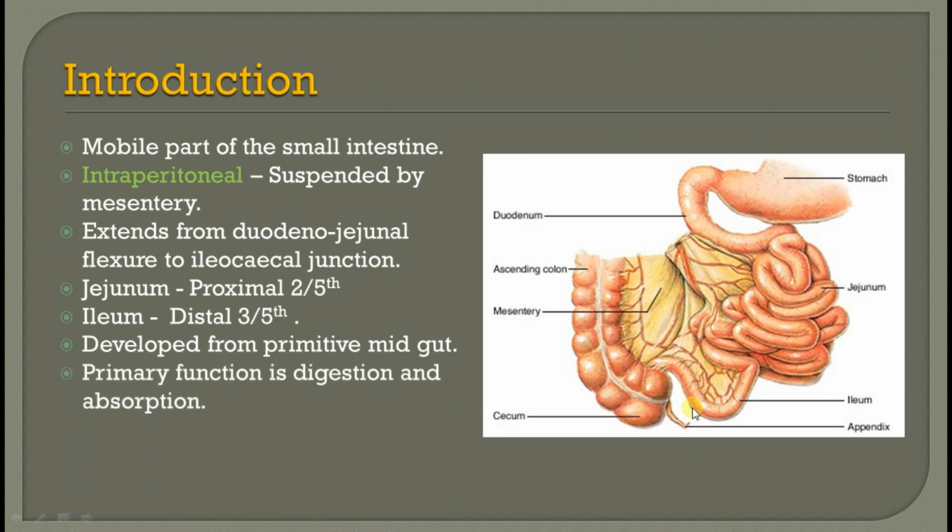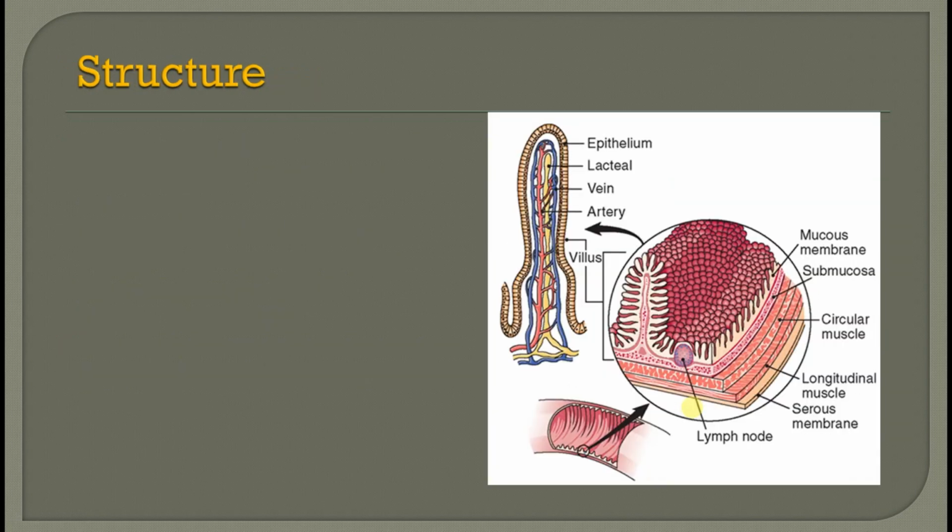Mainly digestion, as well as absorption of the digested material, takes place in the coils of jejunum and ileum. Now, when you look at the basic structure of the whole of the GIT, it consists of 4 layers. From inside to outside, what we see is the mucosa. The mucosal layer consists of the lining epithelium.